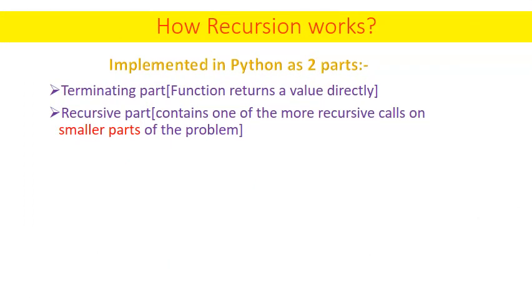Now you're going to see how recursion works in Python. Whenever you implement recursion in Python, it must have two parts. One is the terminating part, which will return the final value to the function calling statement, and the next one is the recursive part. It contains one or more recursive calls on a short part or small code of your program.